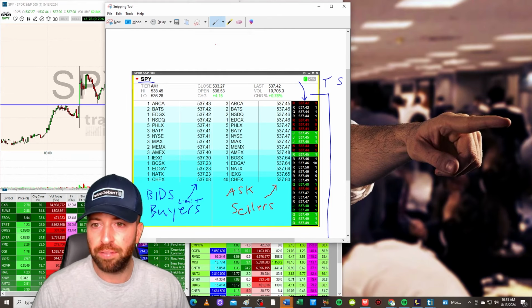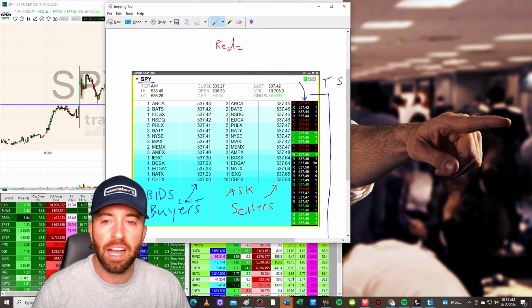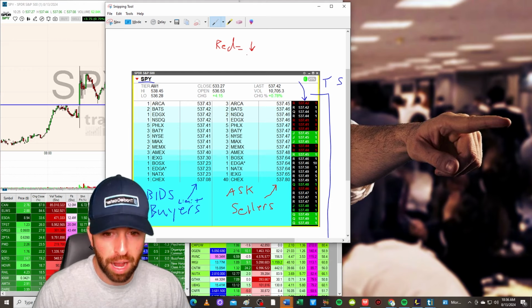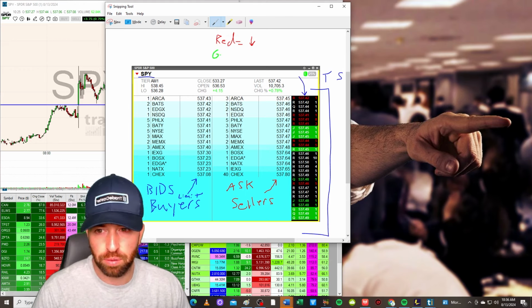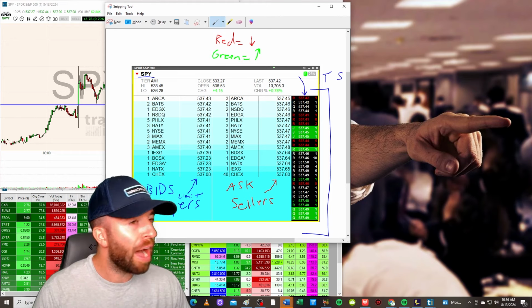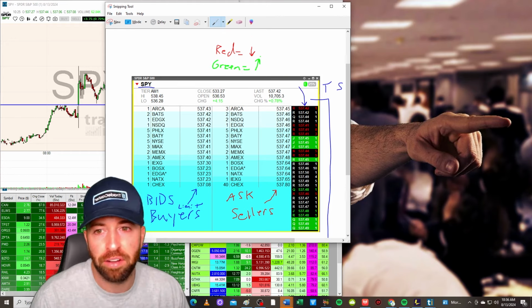Red is obviously going to mean, as you can imagine, that we had a sell order on the stock, and that is making the price drop. That means the price is dropping. Okay? If we have green, what do you think that is going to mean? Green means the price is rising. People are buying shares, and that's making the S&P 500 go up.